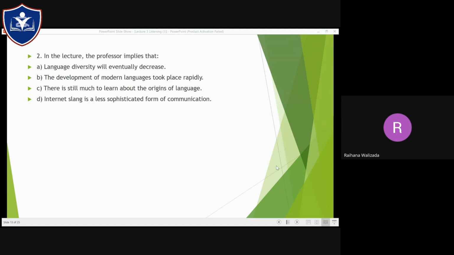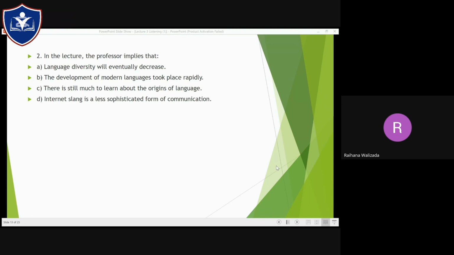Okay, so no one thinks A or D. Everyone thinks either B or C, right? So no one thinks that language diversity will eventually decrease. Okay, that's good. And D, internet slang, yeah, that's right. We're left with B and C, but C doesn't look like a potential correct answer either. Wait, sorry, not C, B. The development of modern languages took place rapidly.